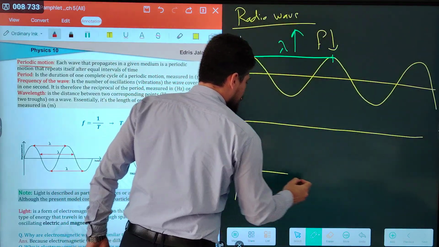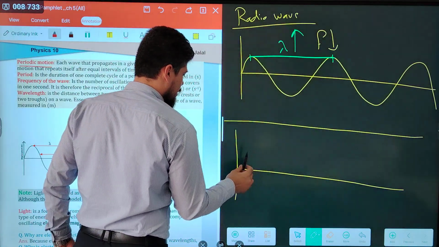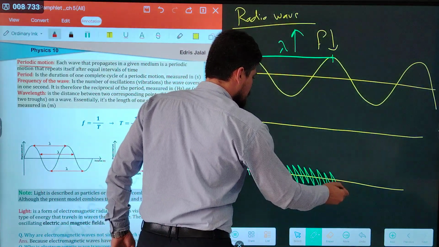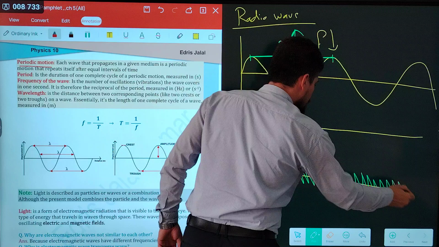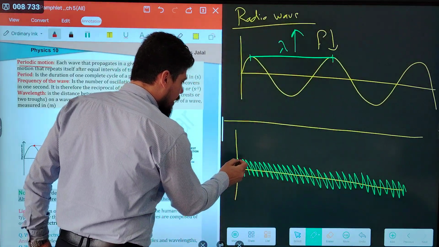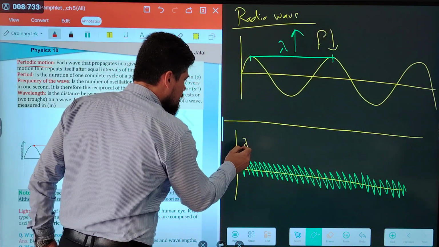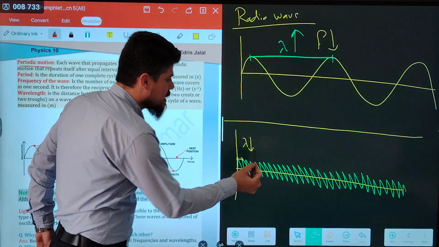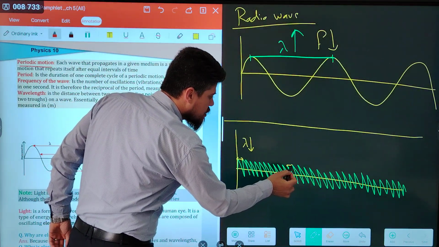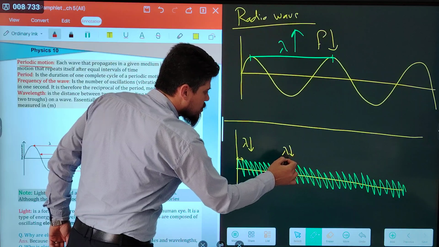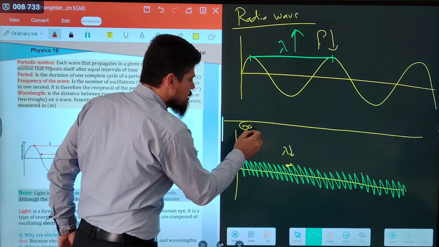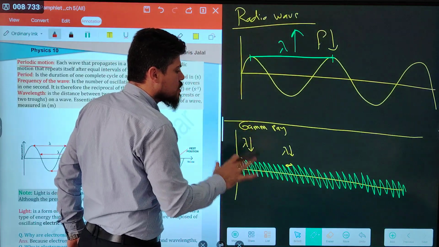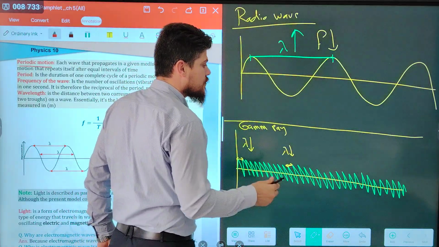But if you draw the gamma ray, we have many vibrations in 1 second. So the wavelength is very small. This is the shortest wavelength. The distance between two crests is very short. So this is the gamma ray. That's why gamma ray has the shortest wavelength but the highest frequency.